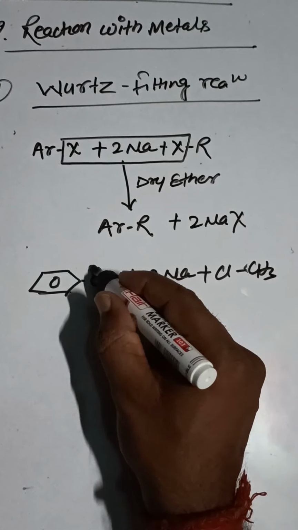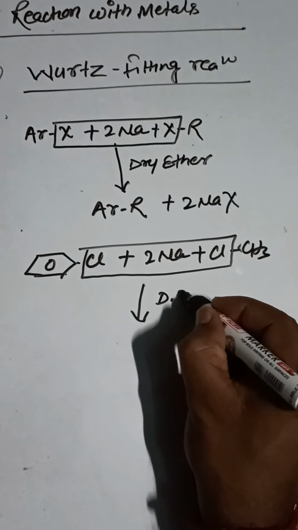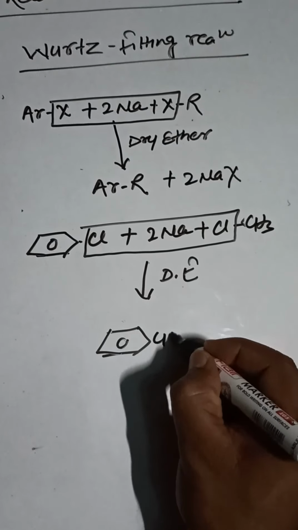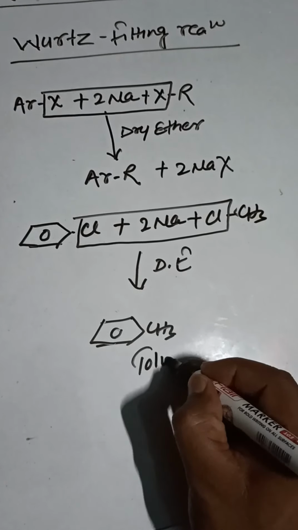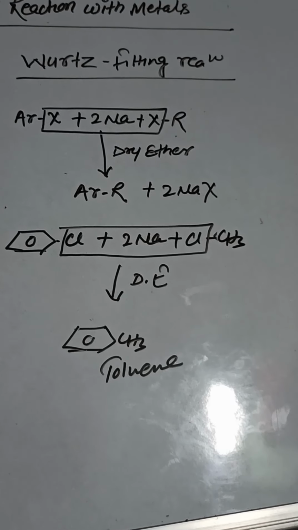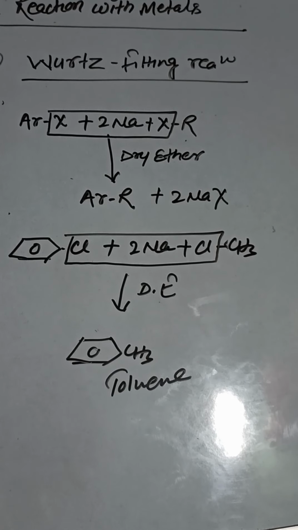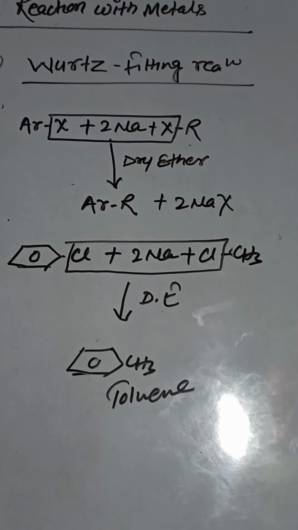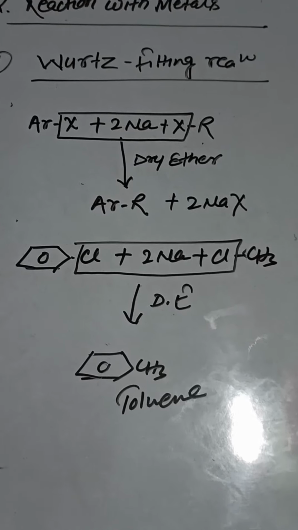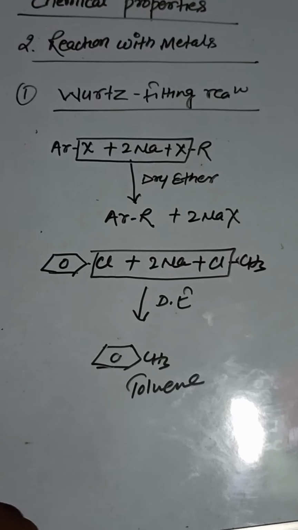Suppose I change the Ar to an aryl group: Ar-Cl plus 2Na plus CH3Cl. Then what will happen? In the presence of dry ether, the attachment of CH3 takes place. So this is called toluene. So what does this reaction mean? When aryl halide and alkyl halide are treated with sodium metal in the presence of dry ether to give alkyl benzene or toluene, this reaction is known as the Wurtz-Fittig reaction.